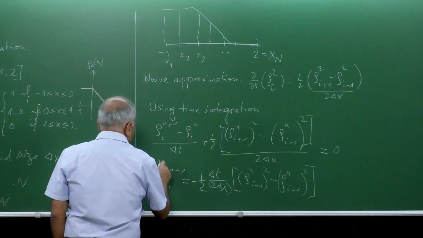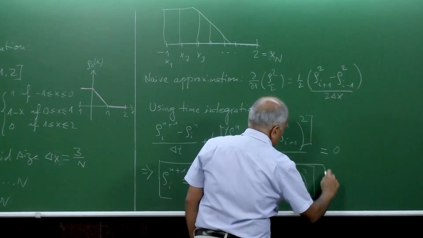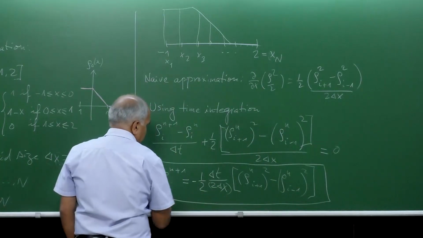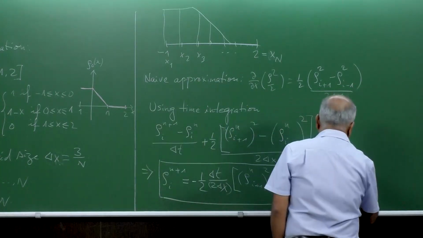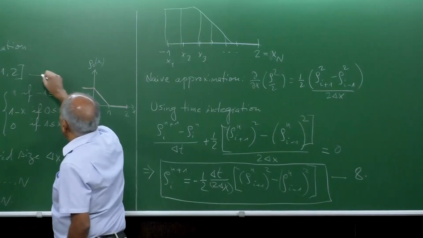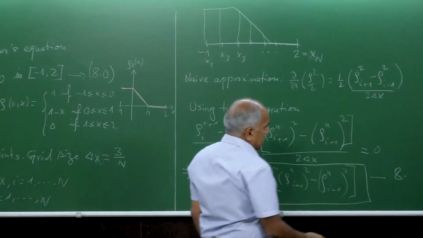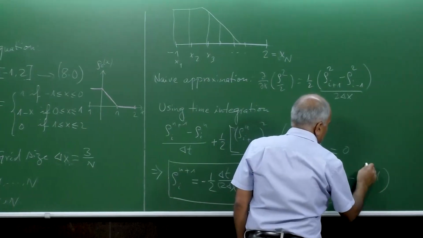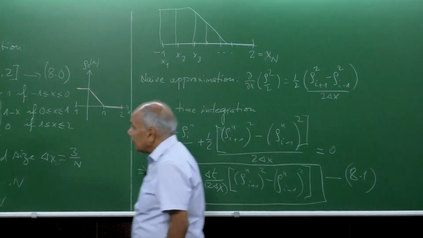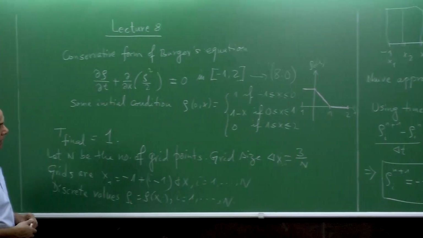So this is the scheme number 8.1, and the equation is 8.0. So this is the naive approximation.